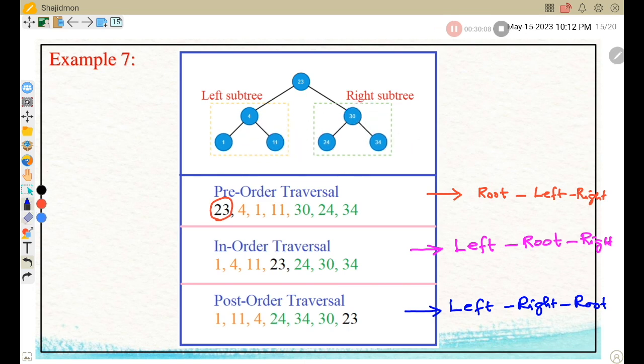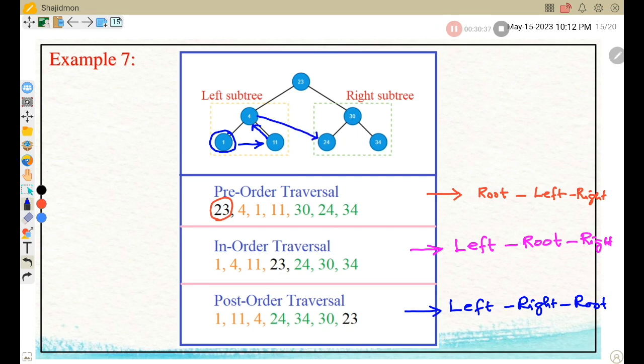Okay, so first we need to visit the left subtree, left to right, that is the order. So left is number 1, then right is 11. After that this one, number 4, left to right, like this combination. Then we need to go to the right part, correct? So 1, 11, 4. Now we need to go to the next part, correct?